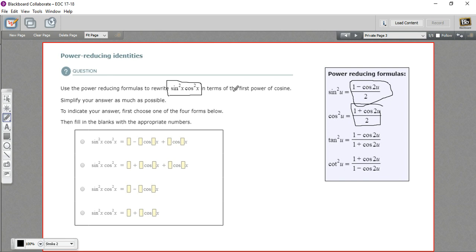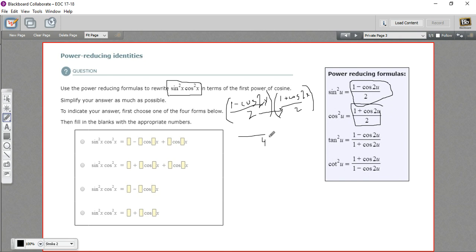All right, well, let's write this out. So sine squared x is (1 minus the cosine of 2x) over 2. And we're multiplying that by the cosine squared, so that's (1 plus cosine 2x) over 2. And now we need to just multiply these together and simplify. When we multiply fractions, we multiply across the top and across the bottom. Bottom's pretty easy. 2 times 2 is 4.